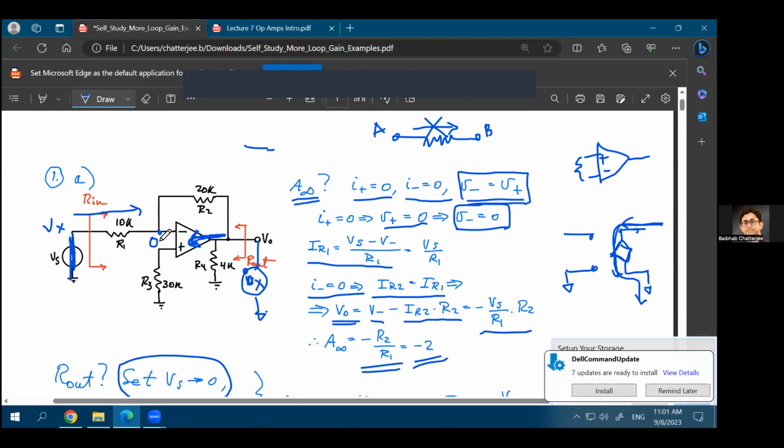You first deactivate all the independent voltage and current sources. And then if you're trying to find out the output resistance, connect an arbitrary voltage source at the output. If you're trying to find out the input resistance, connect an arbitrary voltage source at the input and find out the current. The ratio of voltage to current will give you the resistance.